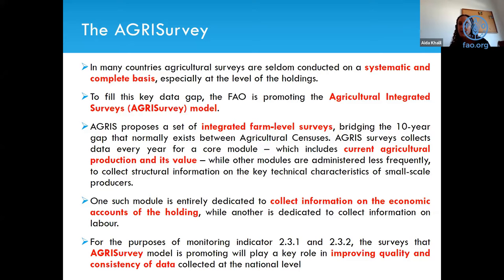The AgriSurvey is structured around a core model. So there's a core agricultural production model that should be implemented every year. And this core model is then integrated with what we call rotational models, so models that are not administered every year, but on a rotational basis. And these models cover different domains. There's a labor model, an economic model that collects, for example, information on cost of production. There is a module on the equipment, so the machinery available for the farm, and so on. So on a rotational basis, a series of information is collected, and this survey is designed to collect information on indicators 2.3.1, 2.3.2, and also 5.a.1, which is another indicator under FAO custodianship.